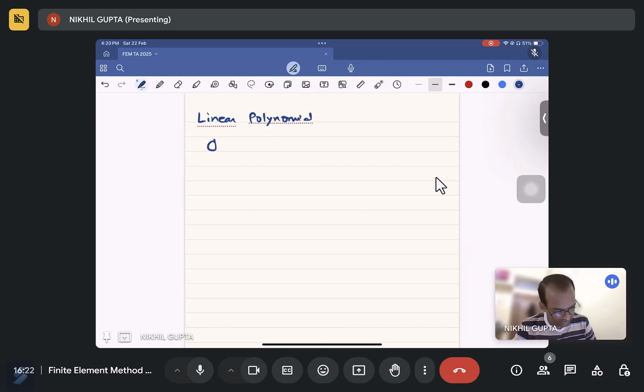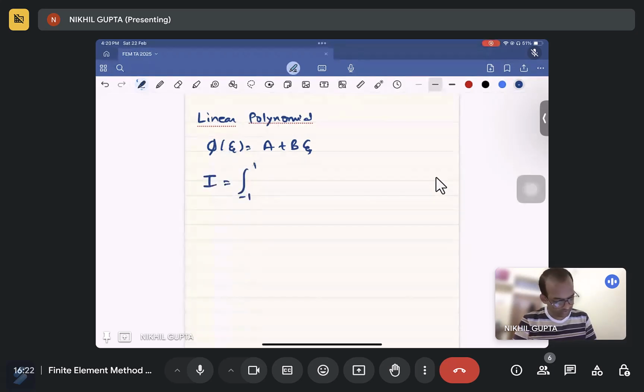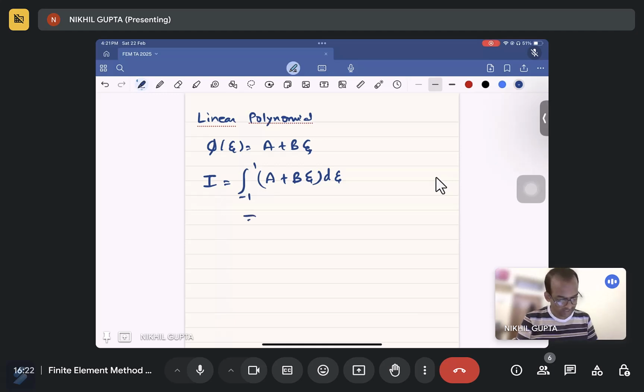So your phi will be a plus b xi. Now if you integrate it, you will get the integral from minus 1 to 1 of a plus b xi d xi. Let's integrate it directly because it is simple. You will get a xi plus b xi square by 2, evaluated from minus 1 to 1.